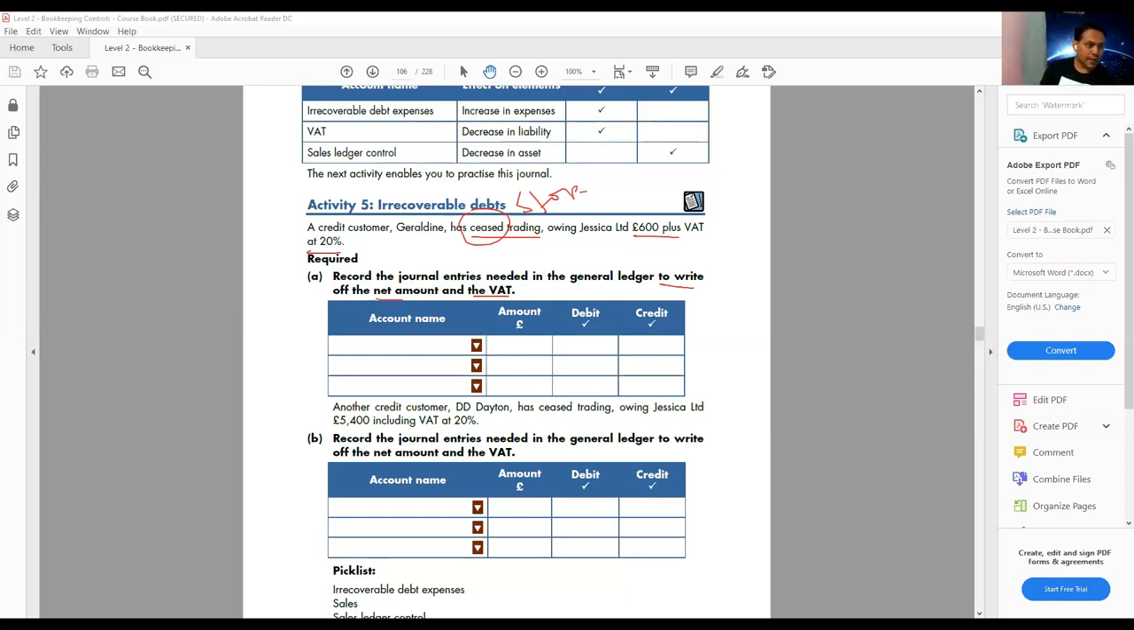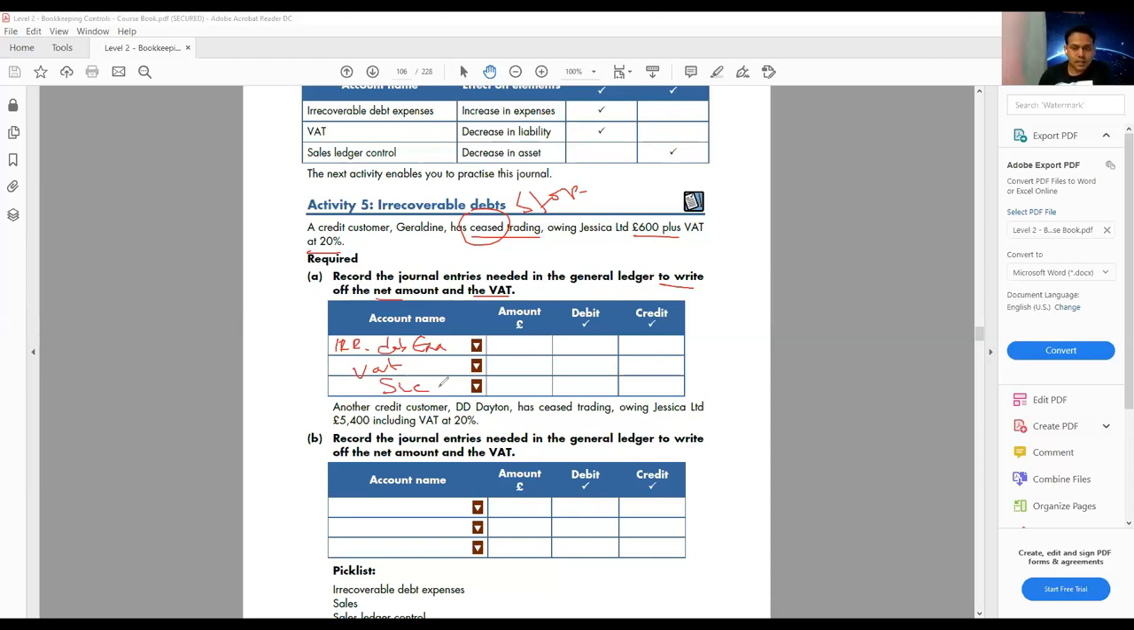How long do we have to wait before write off? Six months, Abdul. We need to wait six months before you write off. Okay, so now how do we write off? We do the journal. The journal is irrecoverable bad debt expense, that is debit. Then we have VAT, debit, and sales ledger control, that is credit.